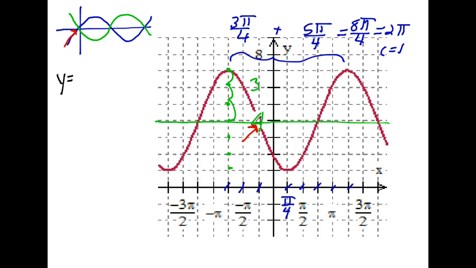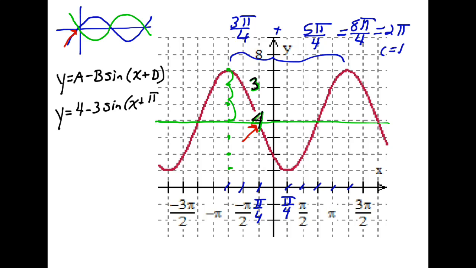So y equals a minus b, so the minus reflects, sine of x, and then I'm shifting left, so I'll say plus d, where d is the phase shift. So the a was the 4, our center line, the b was the 3, so I'm going to have minus 3, and the phase shift is the pi over 4 to the left, so I'm going to say plus pi over 4. So y equals 4 minus 3 sine of x plus pi over 4.